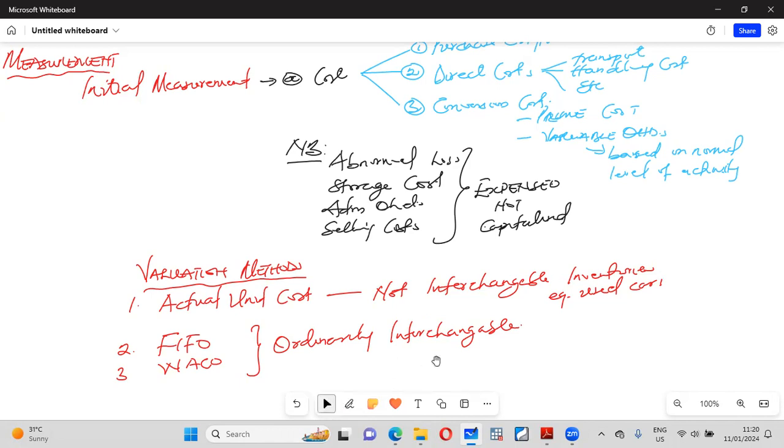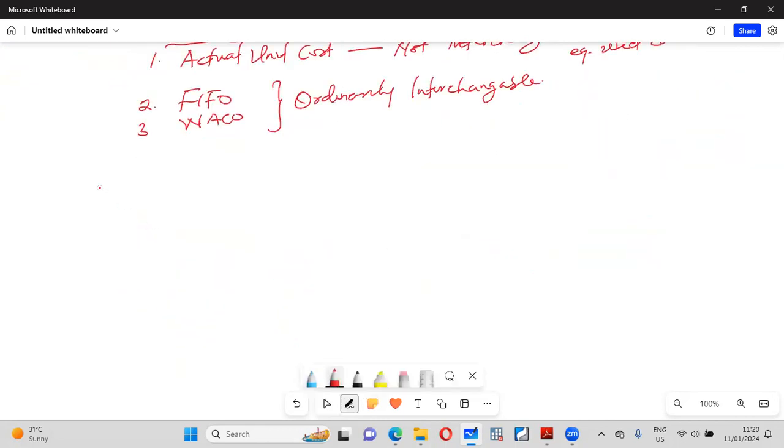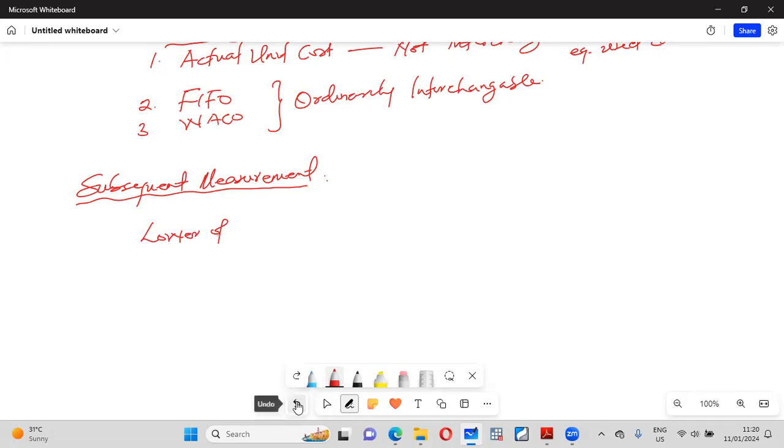All right, so the subsequent measurement. Now, subsequently, the inventory is measured at what? The lower of cost and net realizable value. The lower of cost and what? Net realizable value.